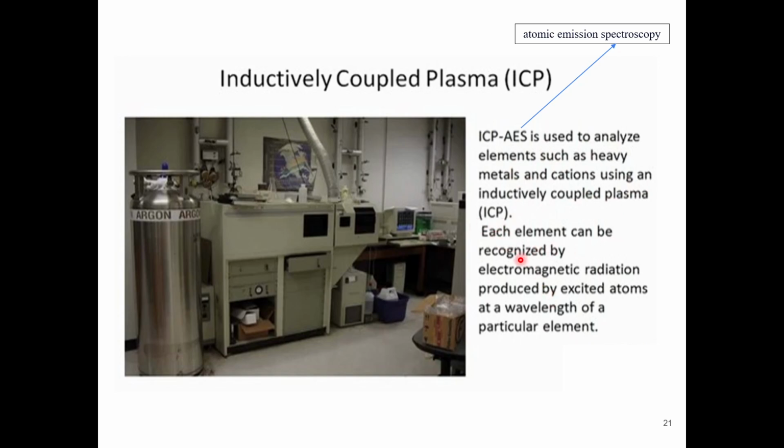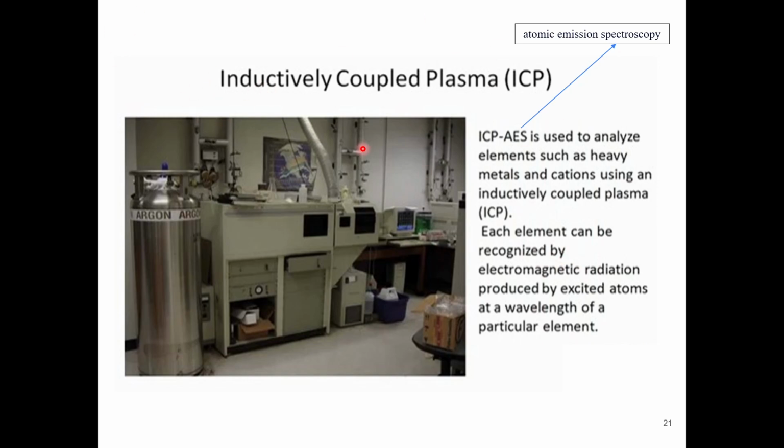So here each element can be recognized by electromagnetic radiation produced by excited atoms at a particular wavelength of a particular element. Each particular element will have some particular wavelength at which the atoms get excited. By comparing those wavelengths at which the atoms have been excited, we will be able to detect that particular element. So this uses the concept of electromagnetic radiation at a particular wavelength to find out the excited atoms at that wavelength, and therefore be able to predict the element present in the substance or the sample. So like this, each element can be recognized.